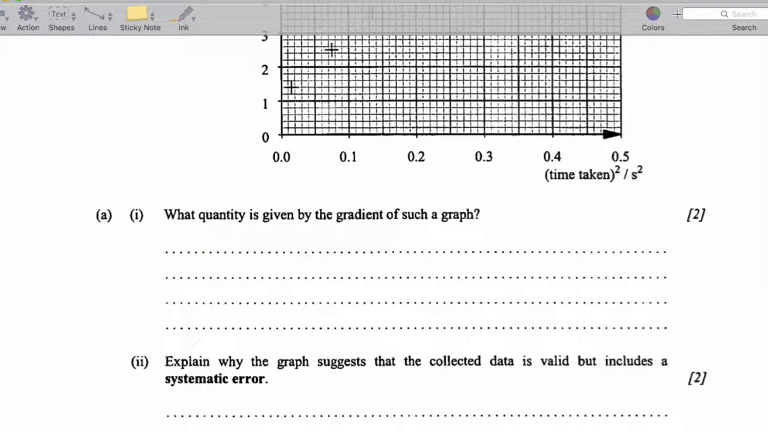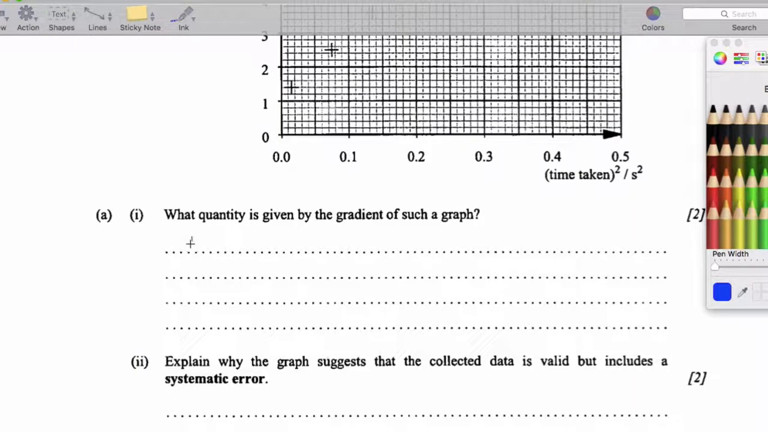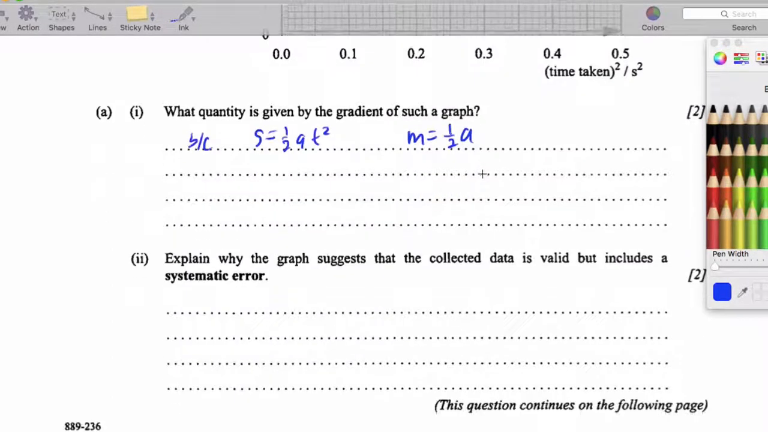because S is 1/2 AT squared, the slope should be 1/2 of the acceleration.